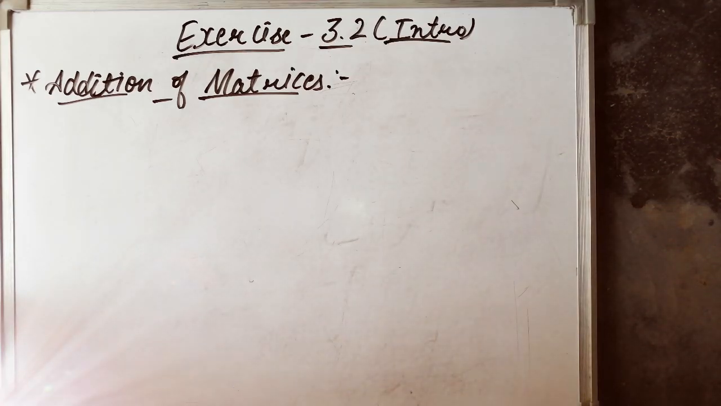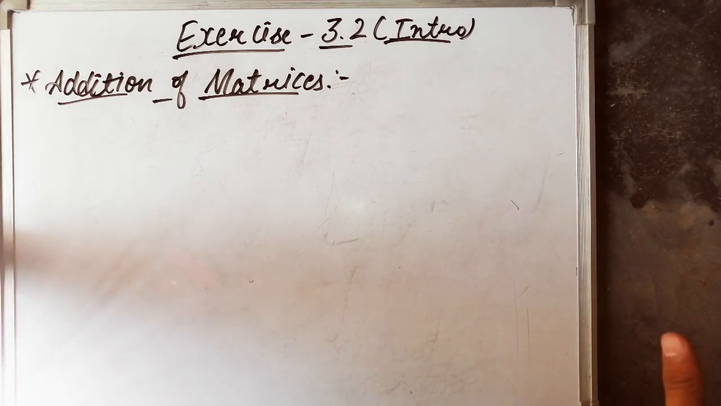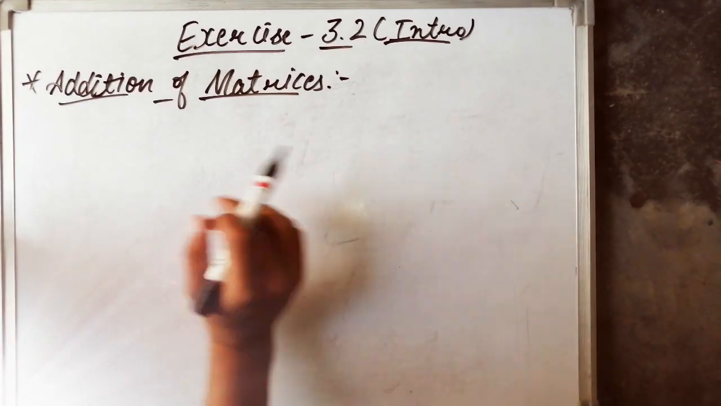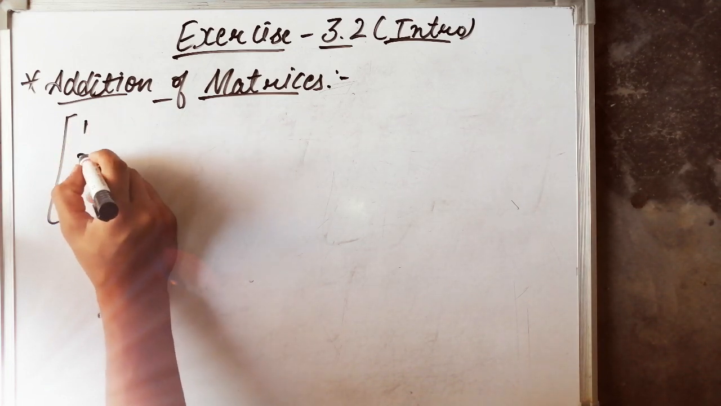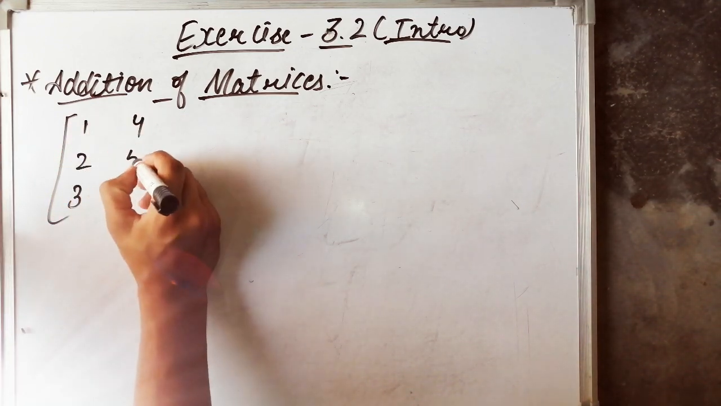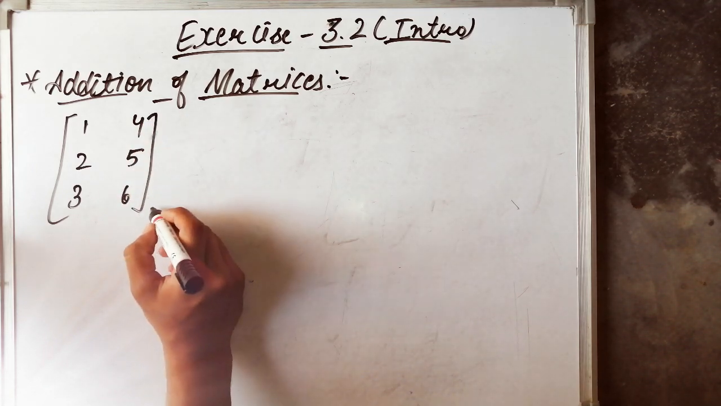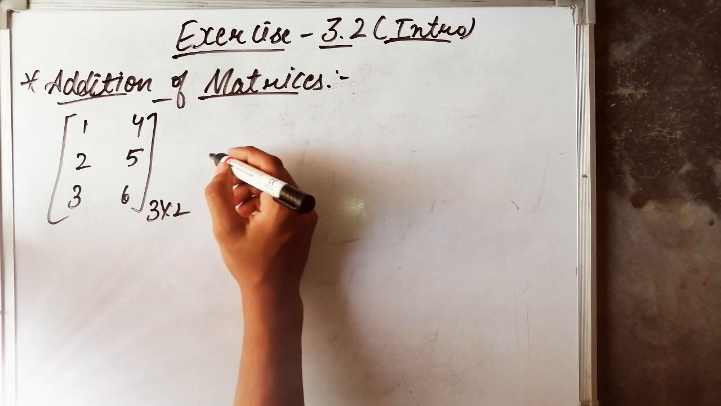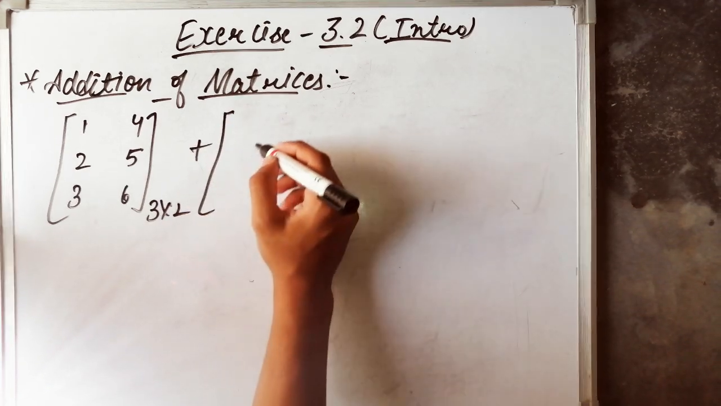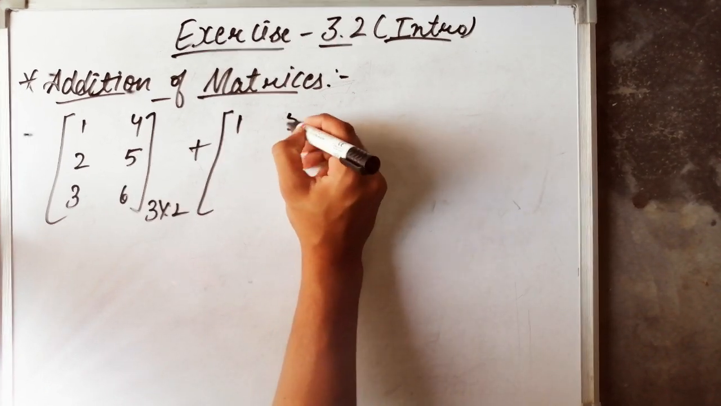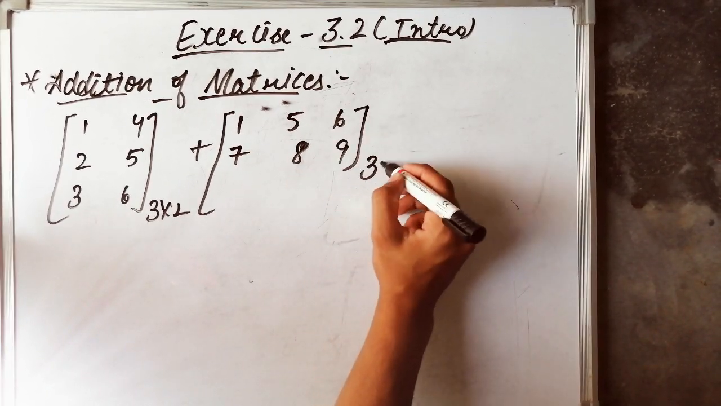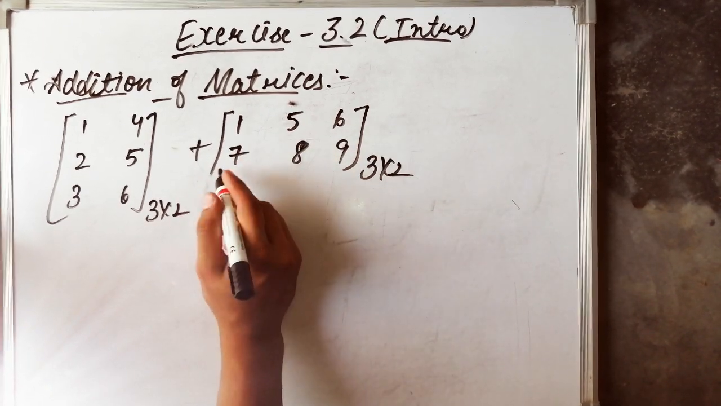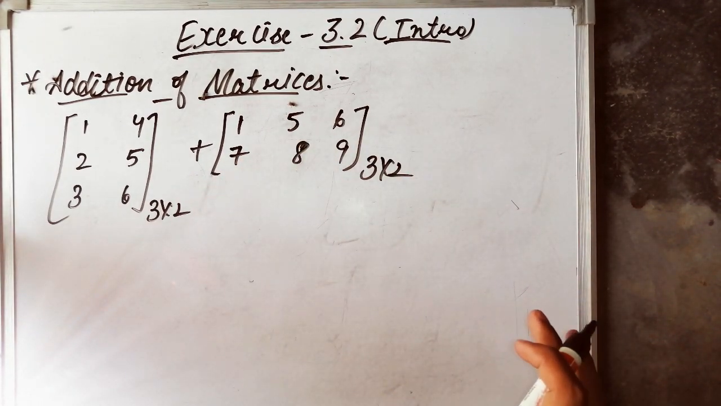And students, before we proceed further, there are a few properties of addition of matrices which are as follows. Let's take one more example by which we will define a property: 1, 2, 3, 4, 5, 6. This is a matrix of order 3 cross 2, and we need to add this matrix with this one, 5, 6, 7, 8, 9. This is the matrix of order 3 cross 2, and we need to add this matrix.